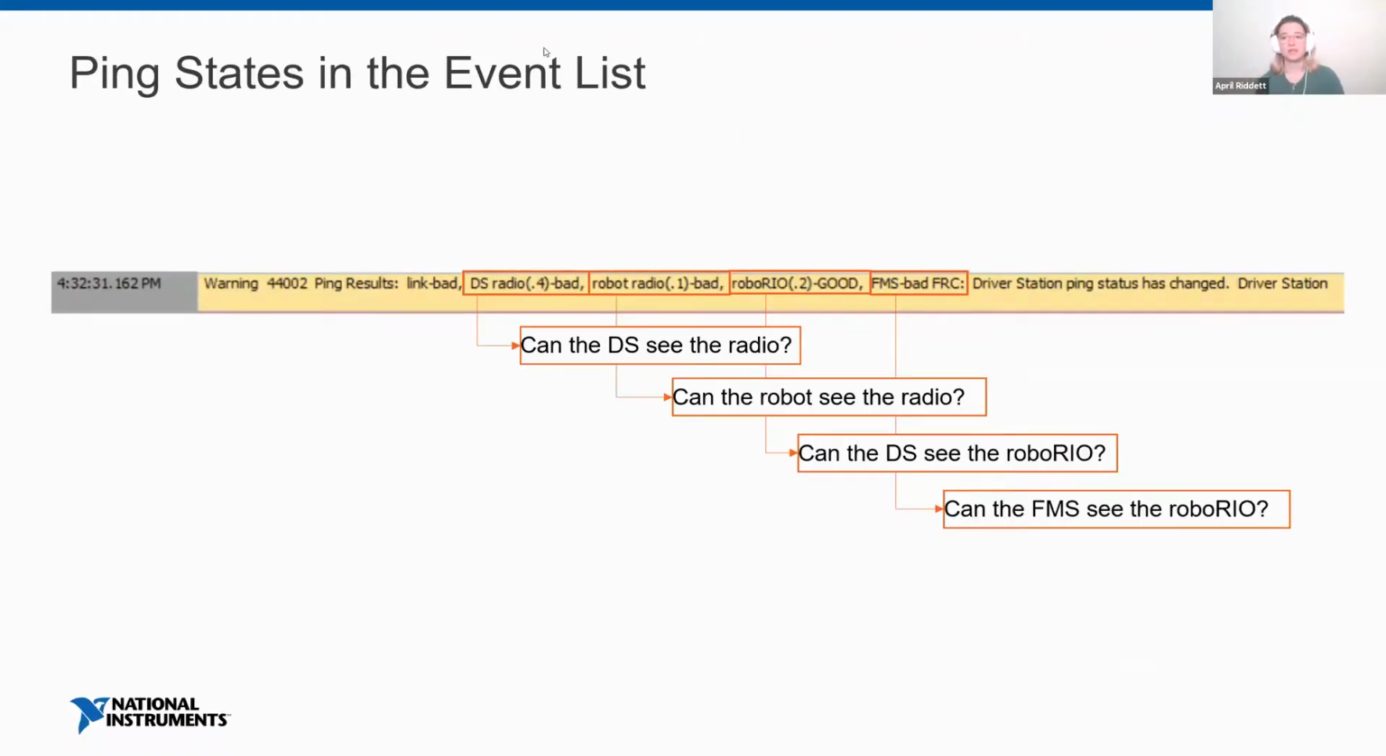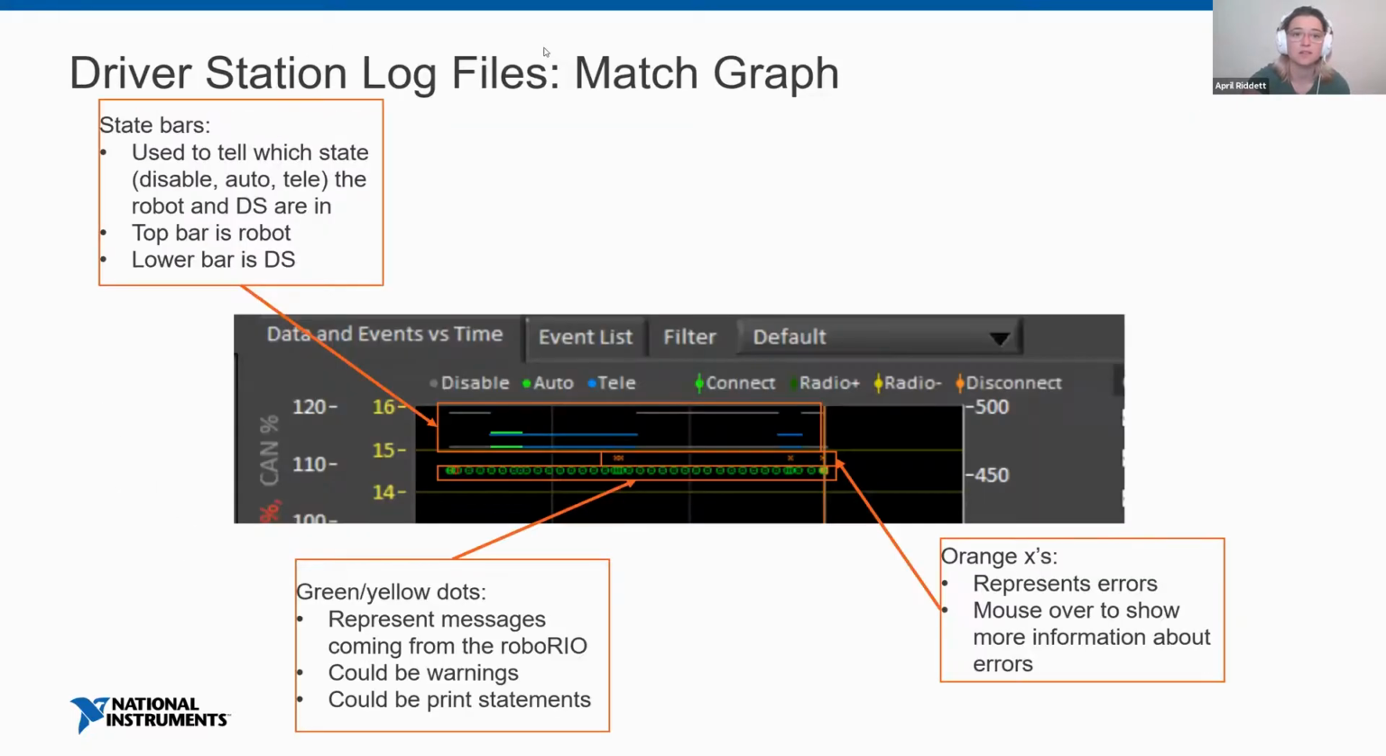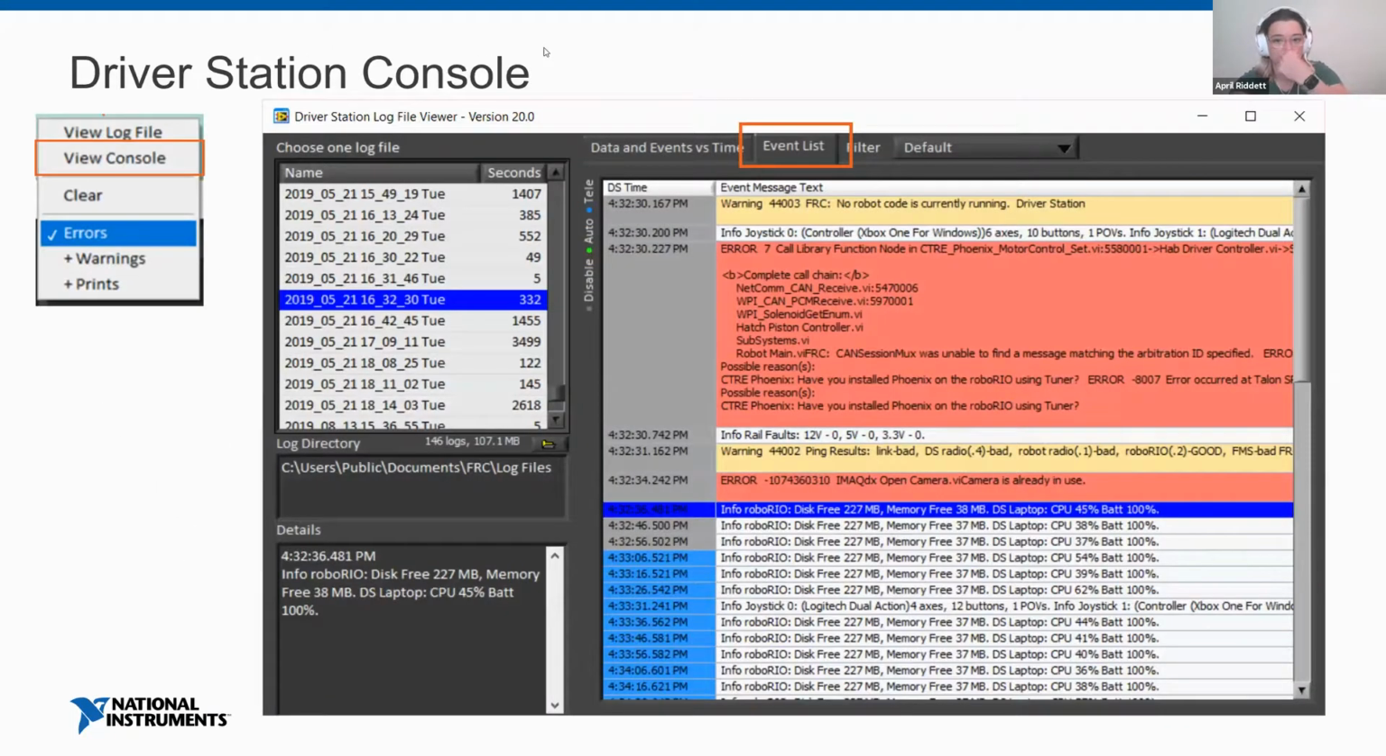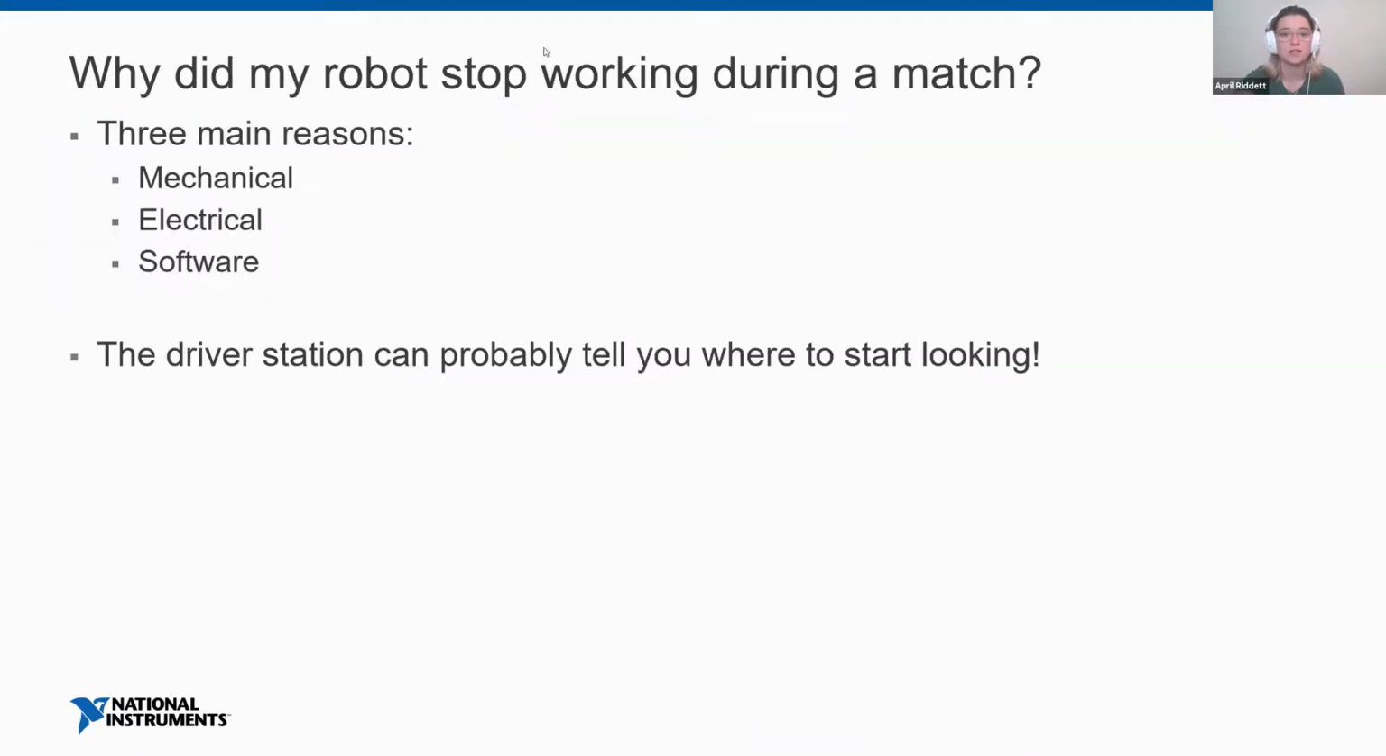The other thing I wanted to point out here is when you're troubleshooting network connectivity issues, one thing you can go look for is your ping state results. This will be in the event list of your driver station log file viewer. So if we go, whoops, we'll click back up here. This is your event list, and we're looking at one of these messages. I'm going to go back to my slide.